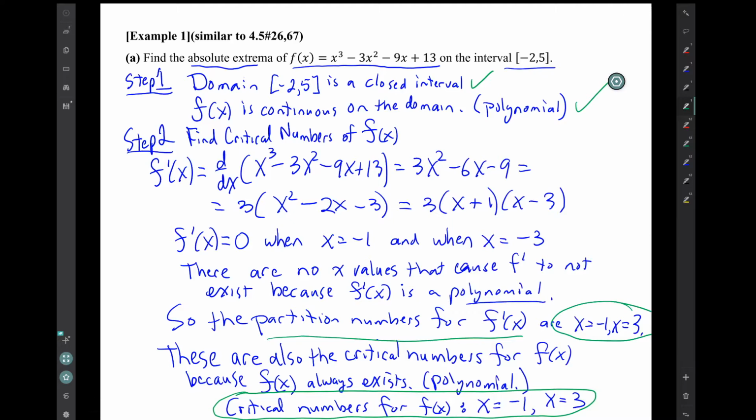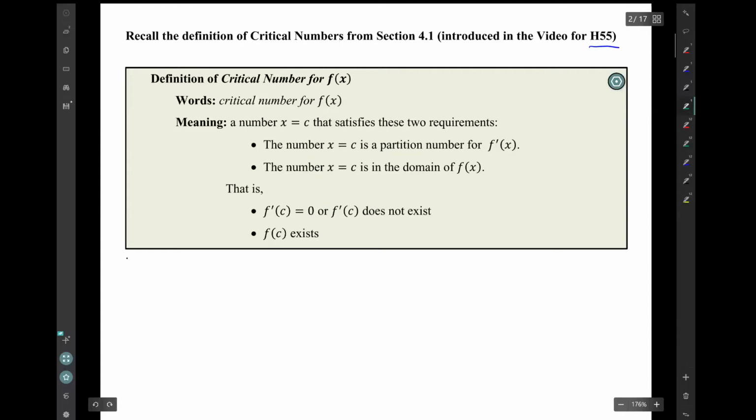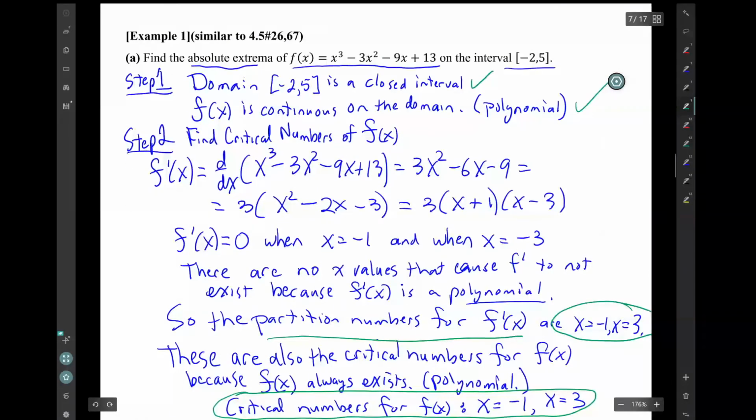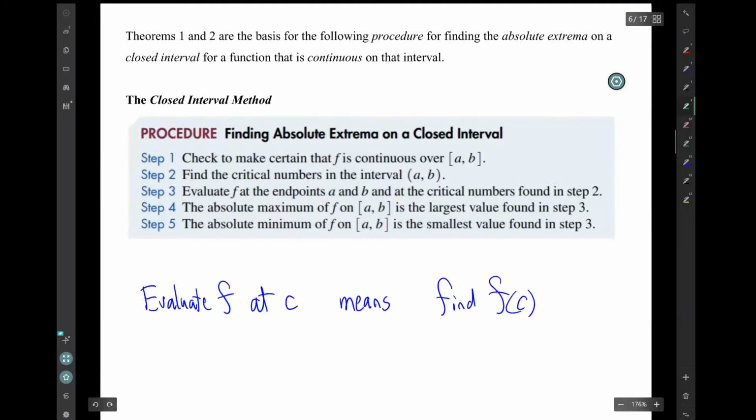Now, then we had to check to make sure that they could qualify to be critical numbers for f of x. That means they had to have this additional qualification. We had to know that f of x exists at those x values. But f of x is a polynomial, so f of x always exists. So those two numbers that were partition numbers for f prime certainly qualify to be called critical numbers for f of x. So we've done step 2. Step 2 was to find the critical numbers in the interval. Well, both of those numbers are in our interval.